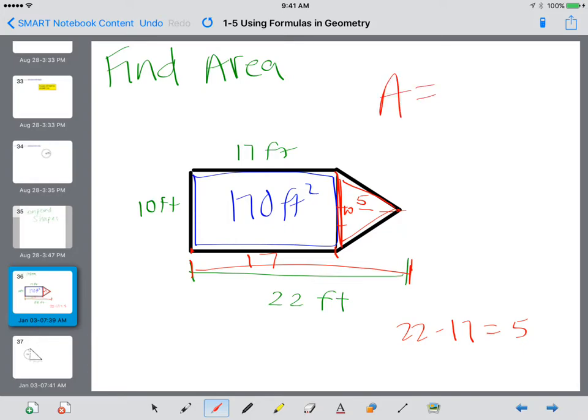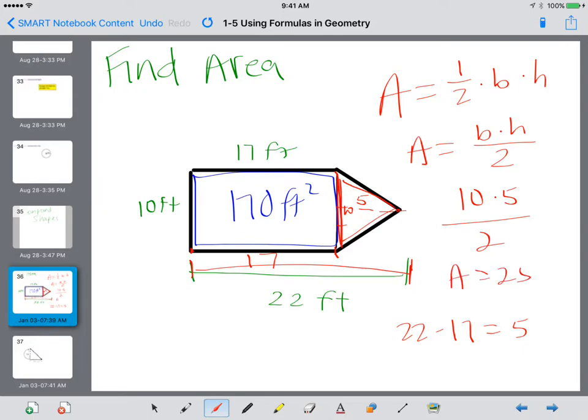Now the area of a triangle, remember, is either half the base times the height, or base times height divided by 2. So if our base is 10 and our height is 5, we get 10 times 5 is 50 divided by 2, which means the area of the triangle is 25 feet squared. Put them together, 170 plus 25, and we get the entire area of the shape is 195 feet squared.